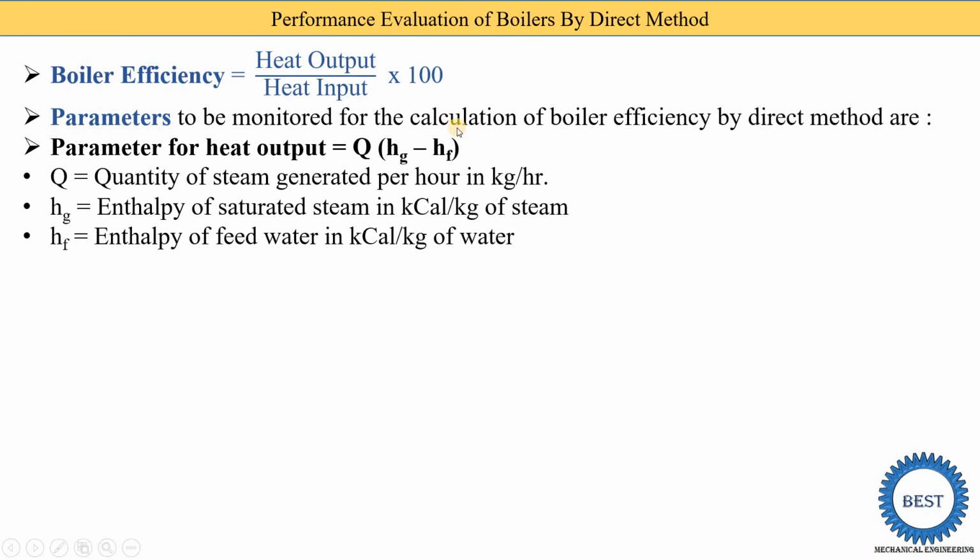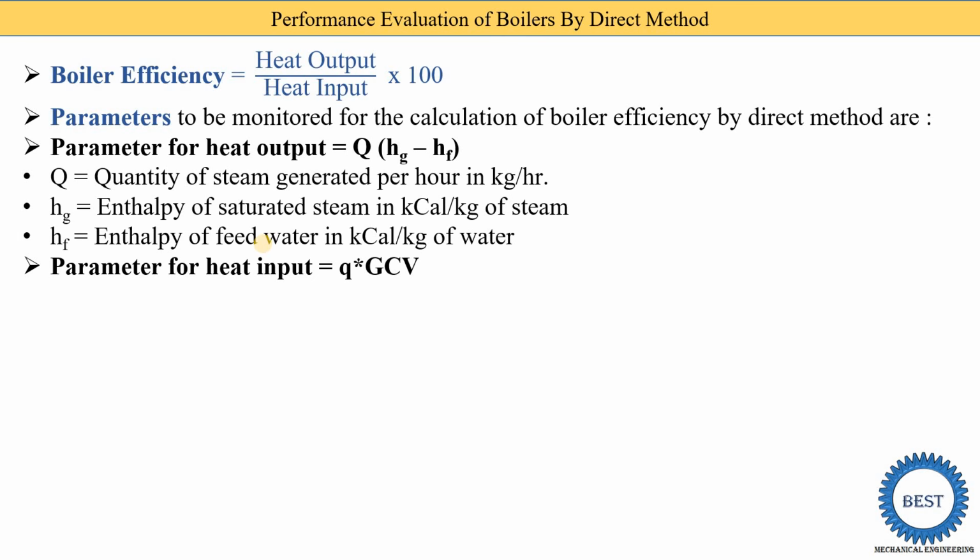This equation is written in the top part. So these are the equations of heat output. In some books, instead of this Q, the term M is also used. So we do not need to be confused at that time.